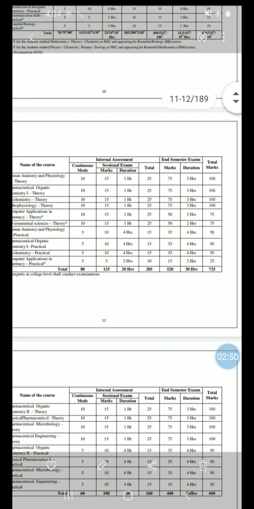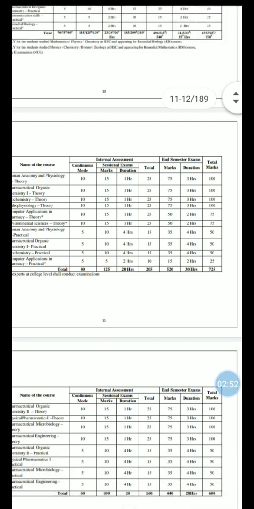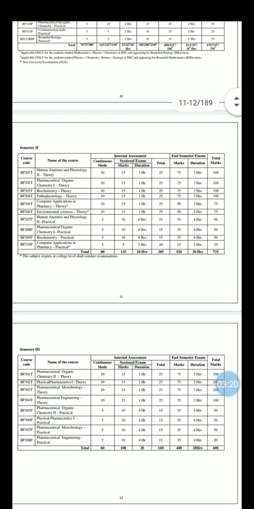And sessional exam, there are 2 sessional examinations, first sessional for 15 marks and second for 15 marks. Here the mean of sessional 1 and sessional 2, that is 15. It means the internal assessment, that is 10 plus 15, is total 25 marks.